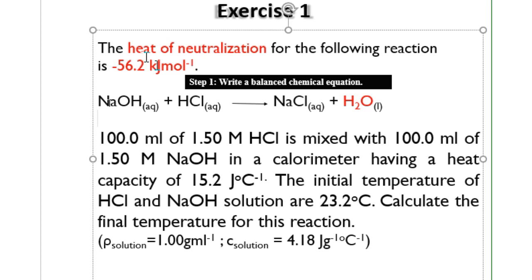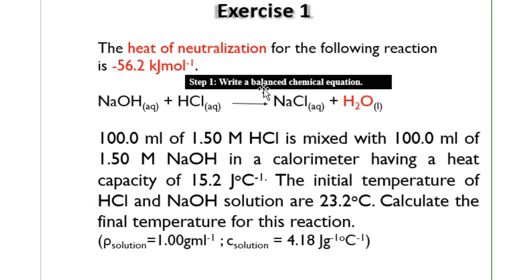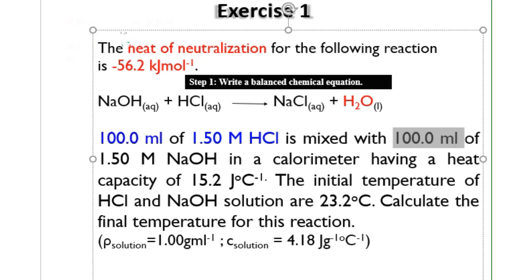And then the equation is given, so step 1 is done. Write a balanced chemical equation. Now we check the question. 100 ml of 1.5 molar HCl mixed with 100 ml of 1.5 molar sodium hydroxide. In this case, actually it's safe. Why? Because we must check which one is the limiting reactant first. Since the volume and the concentration of both reactants are the same, they can react completely.